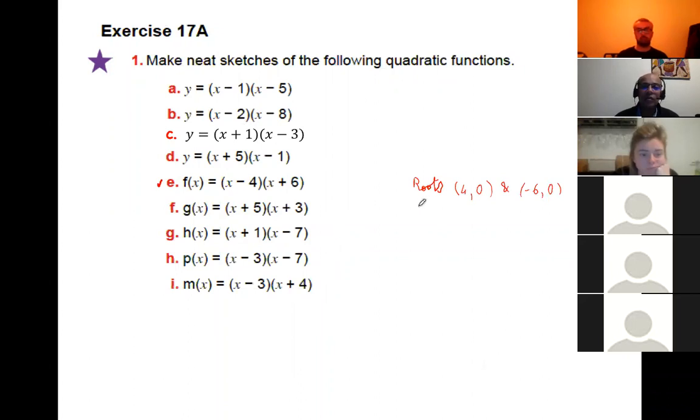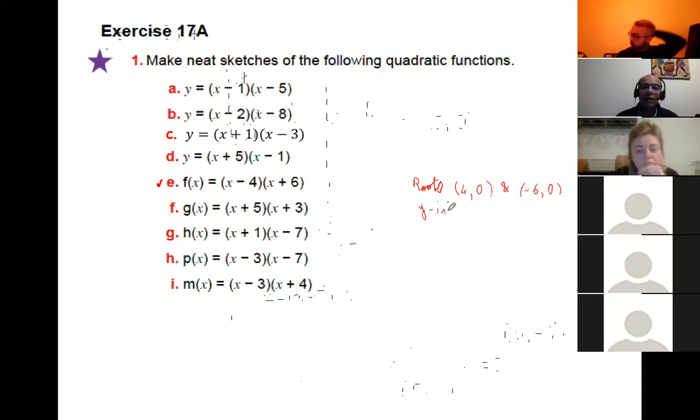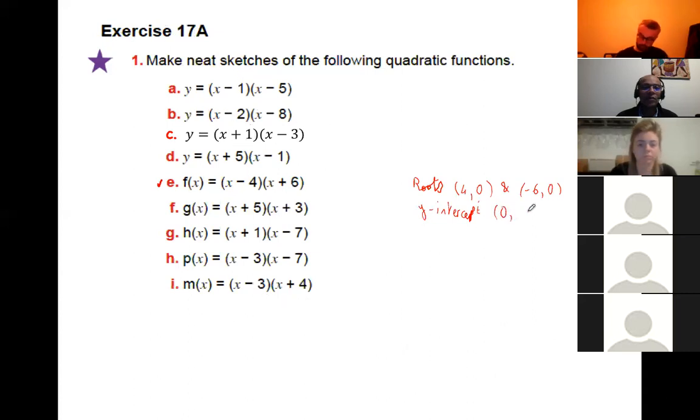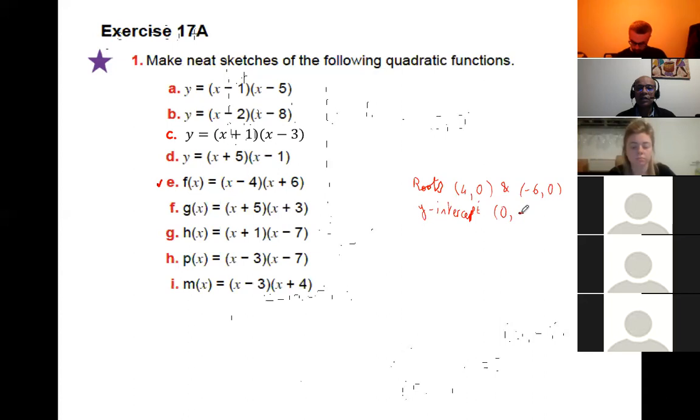Next thing, we can look for the y-intercept. That happens when x equals 0. So 0 minus 4 is -4, 0 plus 6, so -24. Okay.